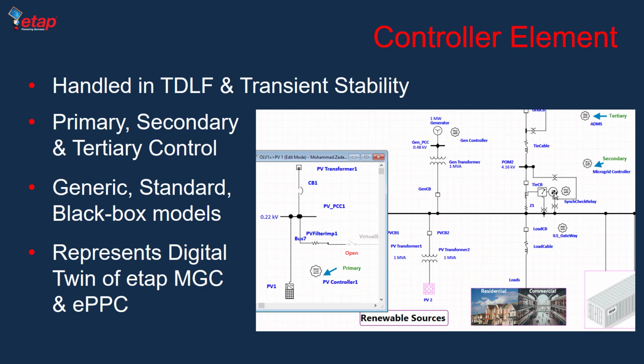The control element is handled right now in time domain load flow and transient stability, which are time domain type components. It can do primary, secondary, and tertiary control in transient stability. It can do secondary and tertiary control in the time domain load flow. Time domain load flow runs as small as 1 second right now. So if you want to do really primary control, you cannot do 1 second. You have to go to millisecond level to be able to do primary control. But secondary and tertiary control you can do, which is very important, and is mostly the practice for power plant control and microgrid application.